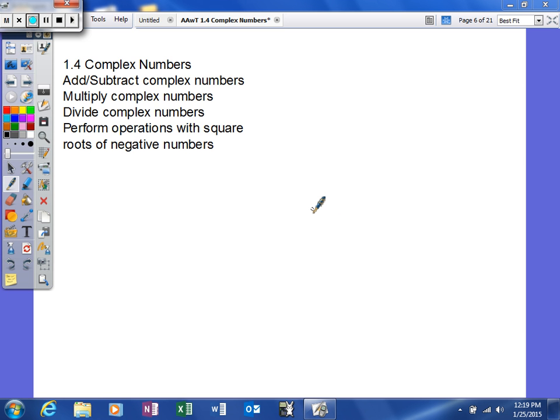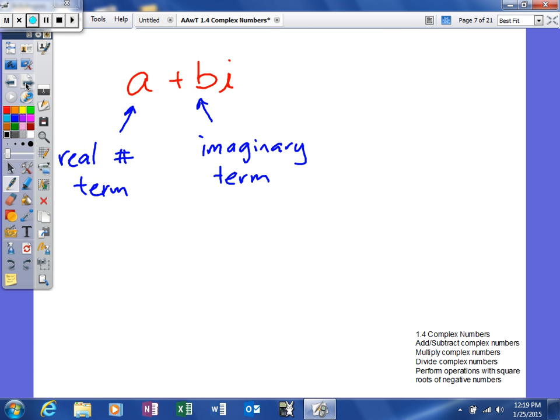Alright, this is section 1.4. It deals with complex numbers. We're going to learn how to add and subtract complex numbers, multiply complex numbers, divide, and perform operations with square roots of negative numbers. Alright, first of all, we're just going to talk a little bit about some basics.